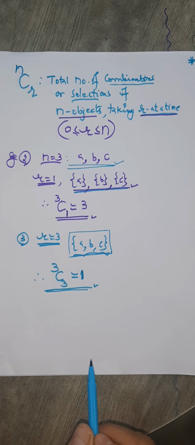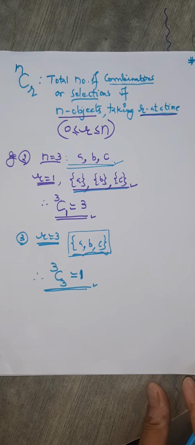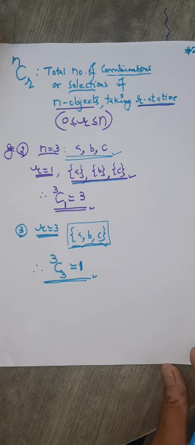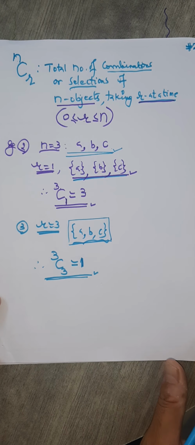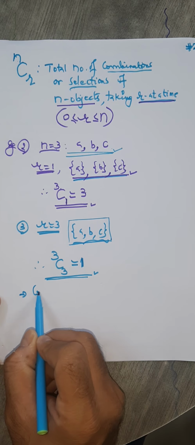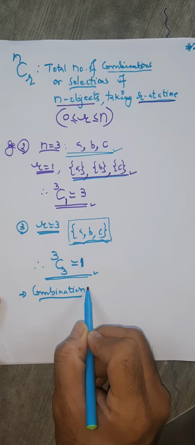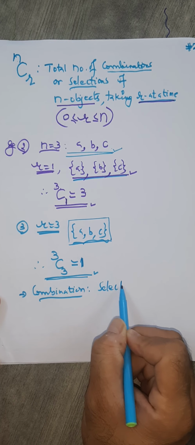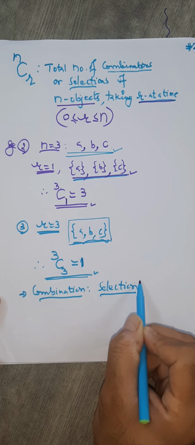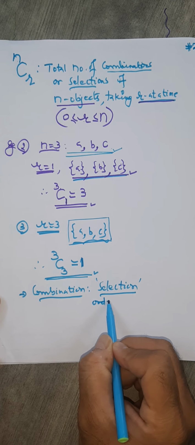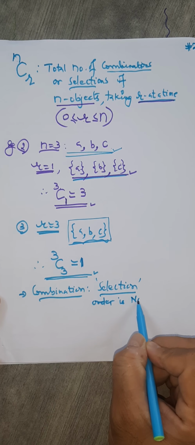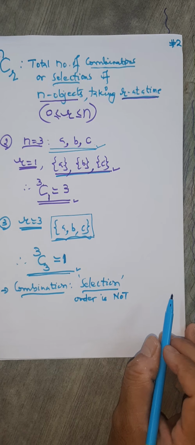So this is the concept of combination. Combination means simply selection. If you have a mixed question of combination and selection, you notice that whenever there is a question of combination, it means it's a selection, right? Combination means what? Selection. You are selecting something. Their order is not important. Combination means selection. Order is not important.